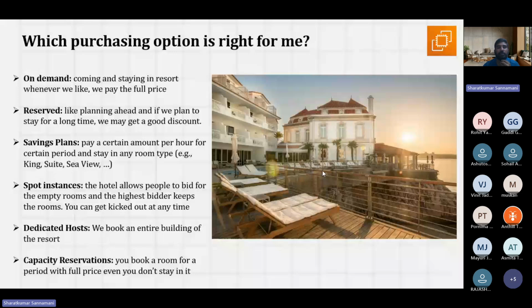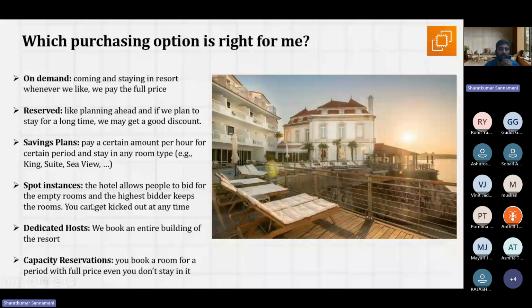Because they are offering 90% discount. So in that kind of scenario, they will attract the tourists, so they will give a 90% discount. So those 20 rooms also people will use with a lesser amount, so that they keep on running their business without any empty rooms. So that's how the spot instance pricing model works.